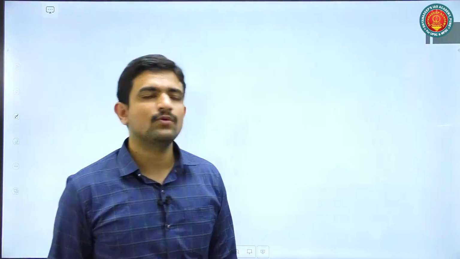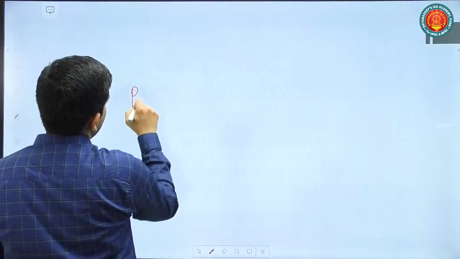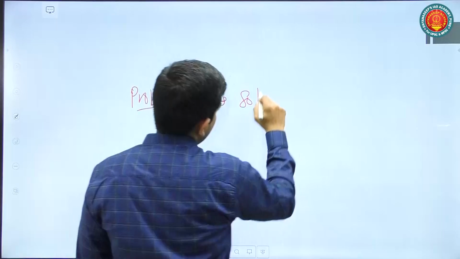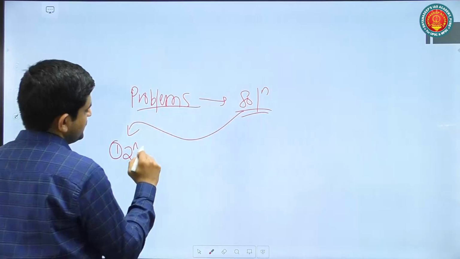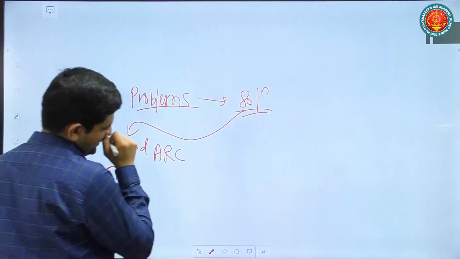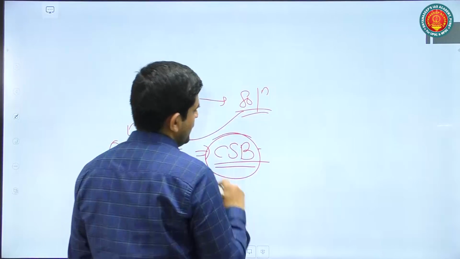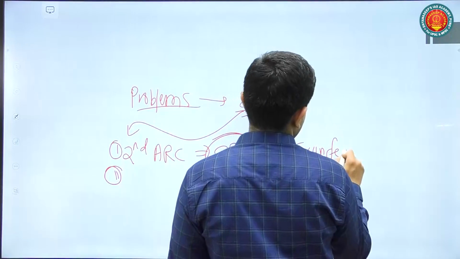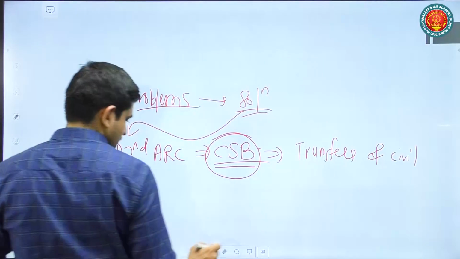In the comment question, you do not only mention problems, but along with problems, you will come with solutions also. Now, what solution will you suggest for these problems? First thing is to implement the second ARC recommendation. Second, in that ARC recommendation itself, they have talked about a civil services board that needs to be established, that will oversee the transfers of civil servants.